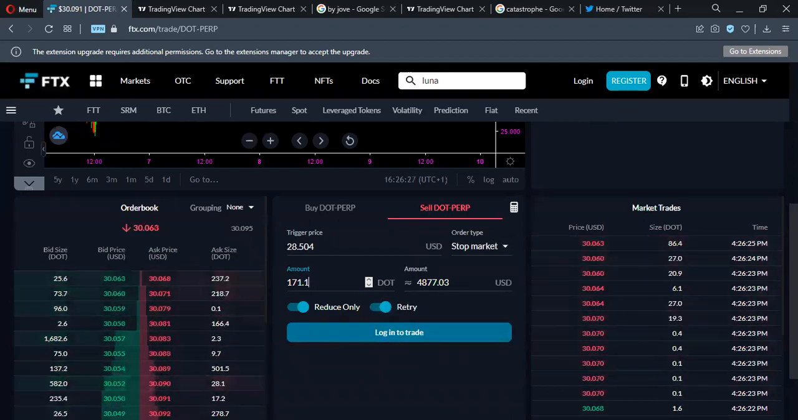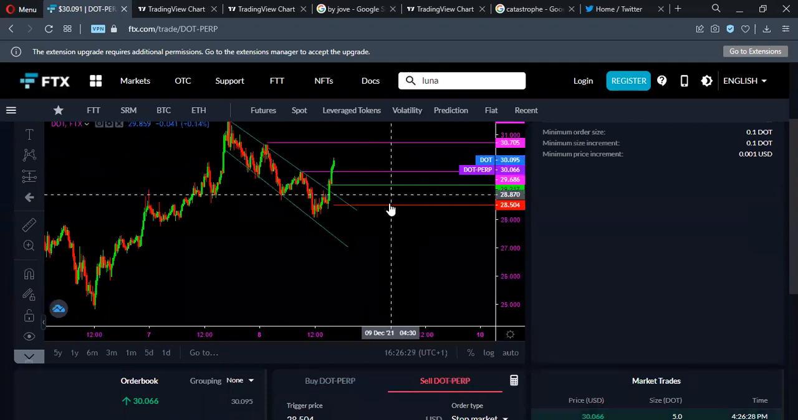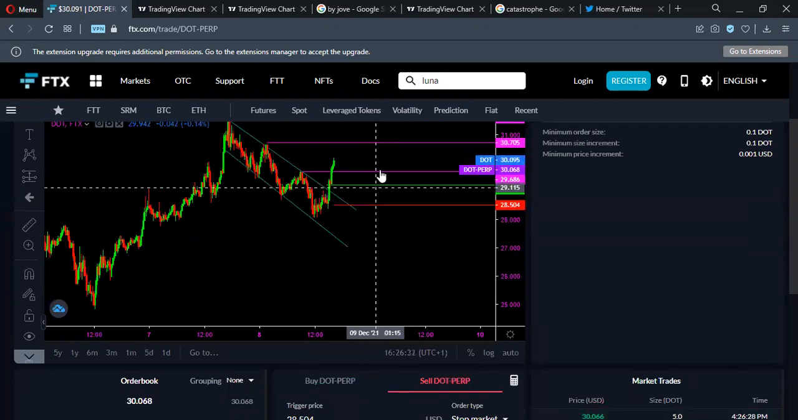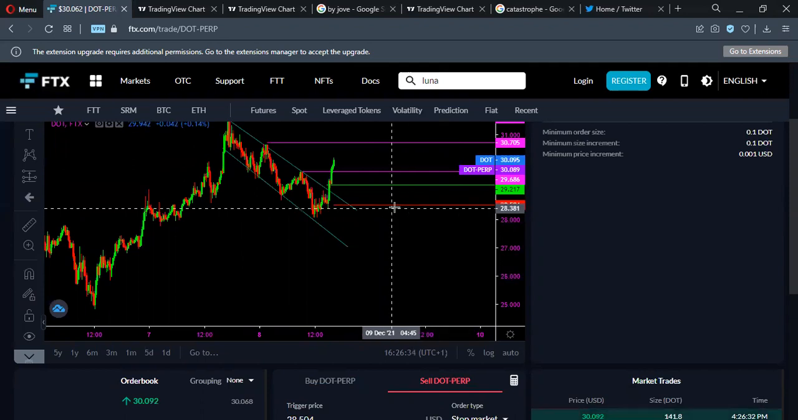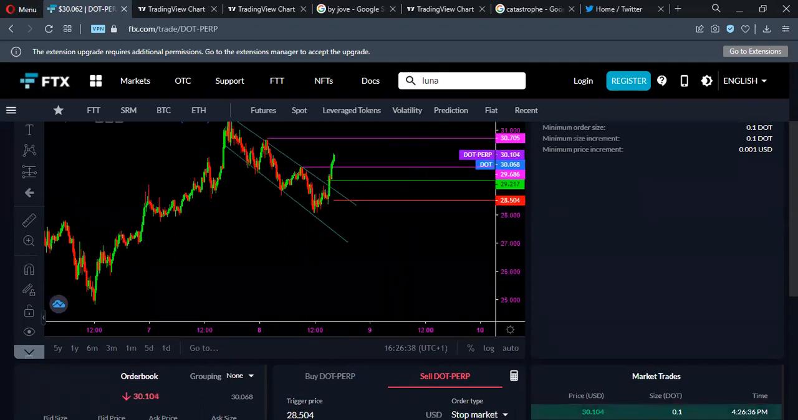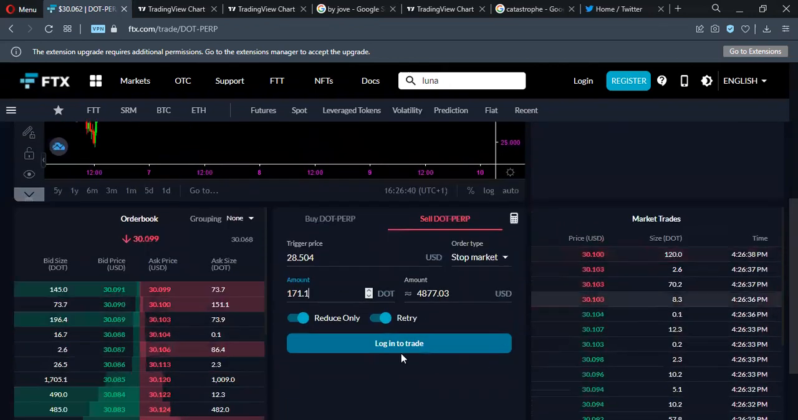So eventually you enter this trade, and instead of going up, it decides to start coming down. Once it gets to this very place, it's going to cut your losses. Once it gets to this 28.504, it will cut your losses and take you out of the market.